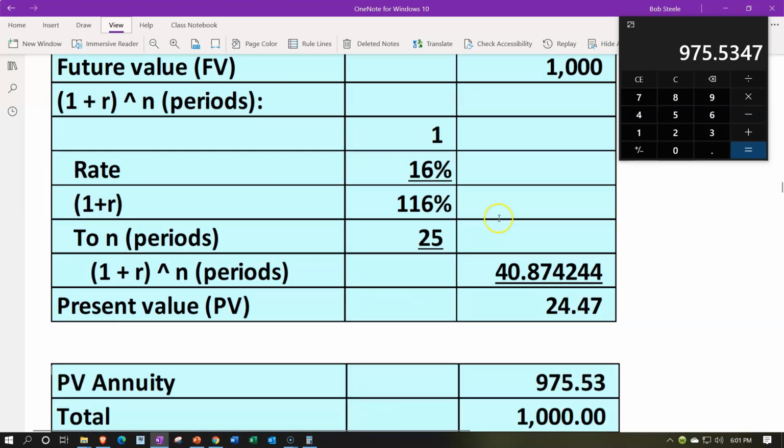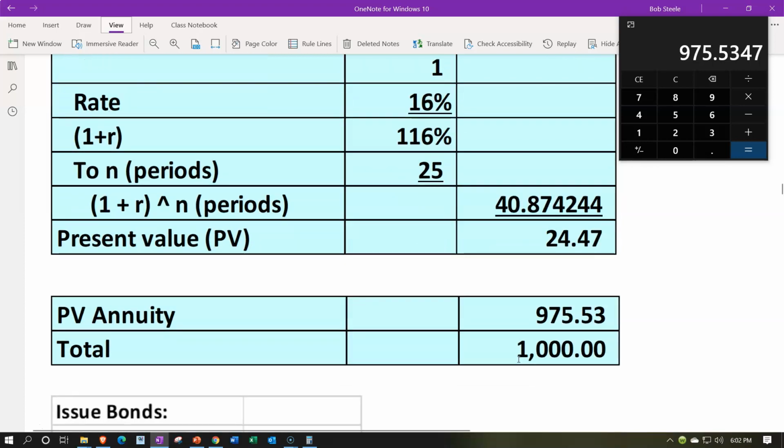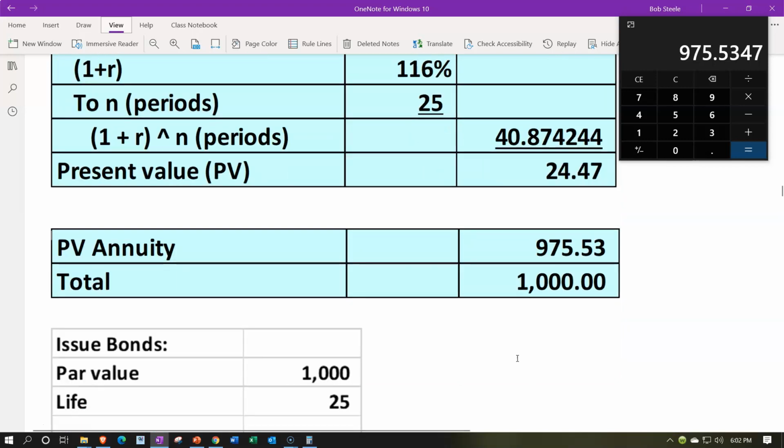And if we take that, that's the present value of that 1,000, which is the present value of the principal, in essence, adding it to that 975.53 that we got, which was the present value of the annuity that we did like 100 different ways up top. Then we get back to the 1,000 like we knew we would, but it's not quite as intuitive as you would think when you actually do the calculations.